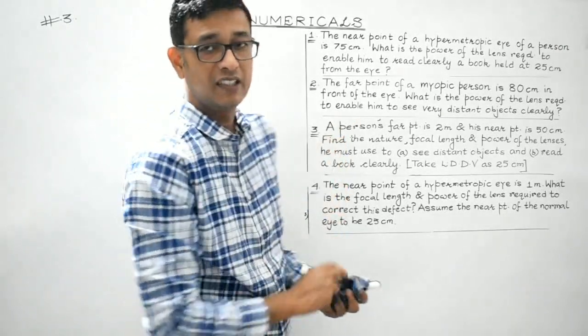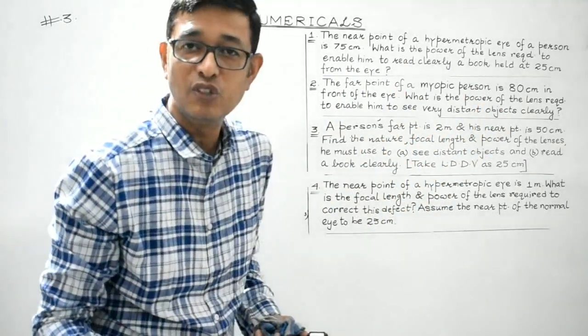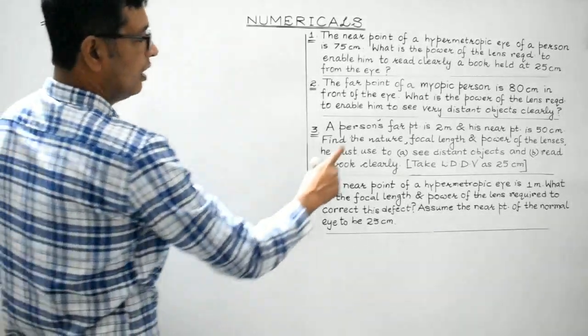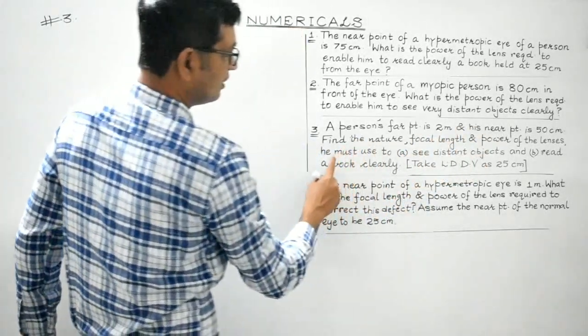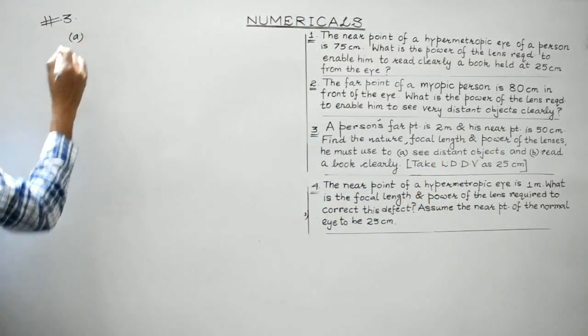So, such a person, in order to view clearly both the nearby as well as the distant objects, must make use of bifocal lenses, right? That's a very good question. Find the nature of focal length and power of the lens he must use to see distant objects clearly. Okay, let's consider the first part.